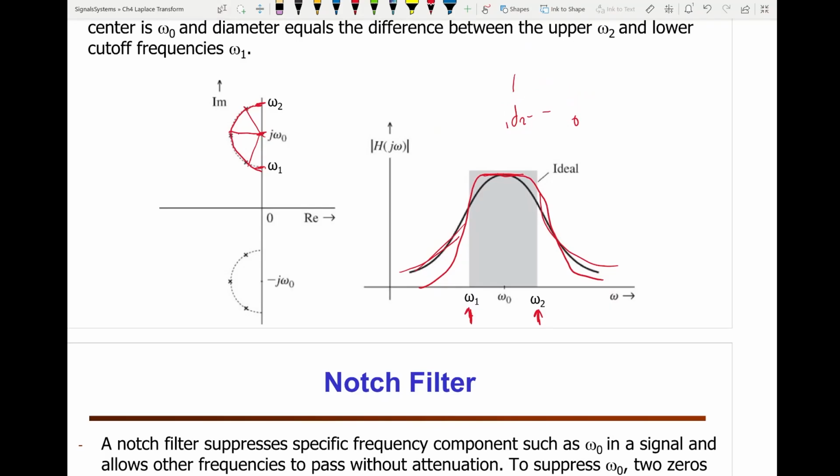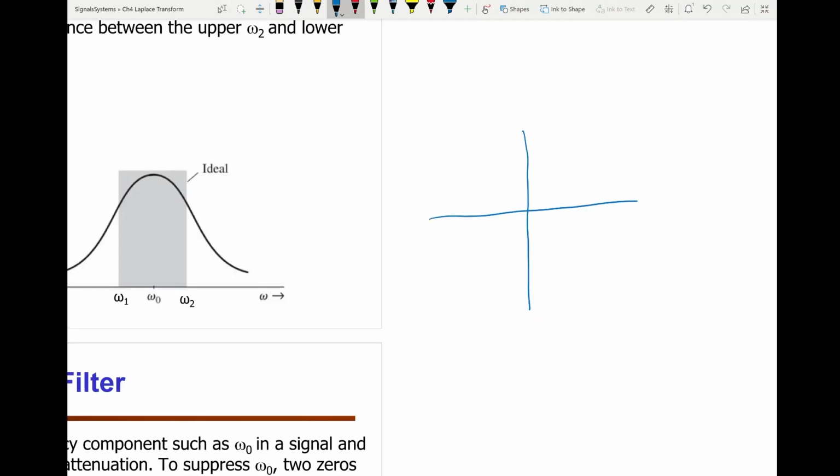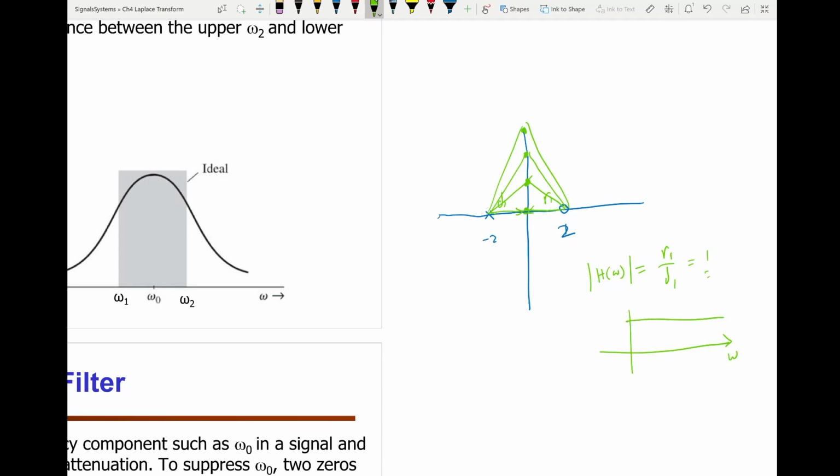What if you have a filter like this? Let's assume you have a 0 here and a pole here. This is 2, this is -2. So it doesn't matter where the frequency is, if it's here or here or here or here. This is R1, this is D1. And the magnitude frequency response is just R1 divided by D1, so that's 1. And the same thing here, at that frequency, it is still R1 same as D1, and no matter what frequency, R1 is always going to be the same as D1, so the gain will always be 1, the frequency response. So if that is frequency, this is the frequency response. So what's the purpose of this system if it allows everything to pass?